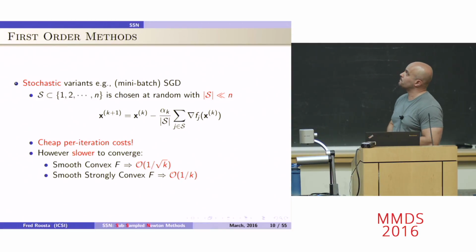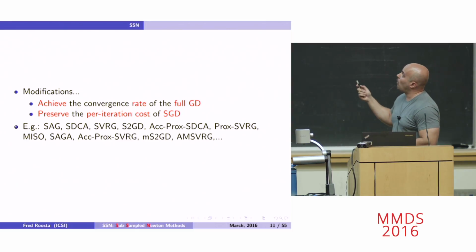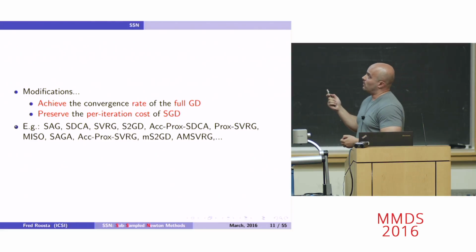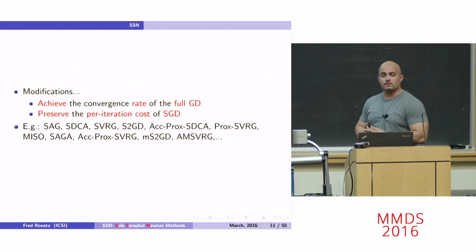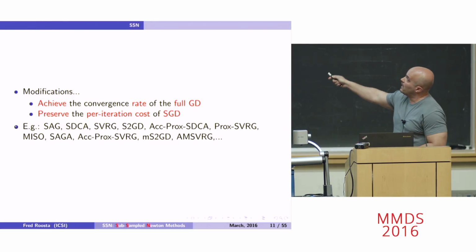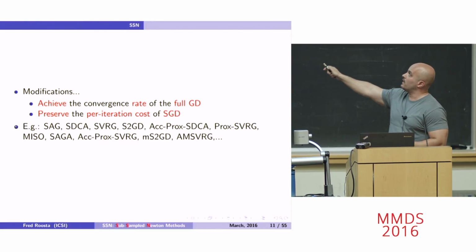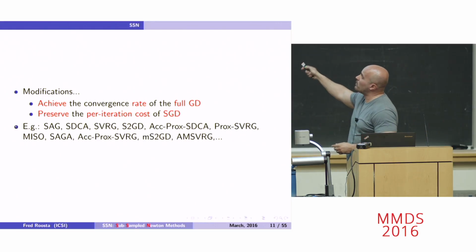For strongly convex, we were linear if we were using the full gradient, but now we are sublinear, 1 over k. So what people did is they made modifications to SGD so that not only can we keep the per iteration cost of SGD, which is nice, but also increase its speed and try to achieve the speed of full gradient descent. And this is just a few examples of existing methods out there that set out to achieve this goal. There are so many methods out there.